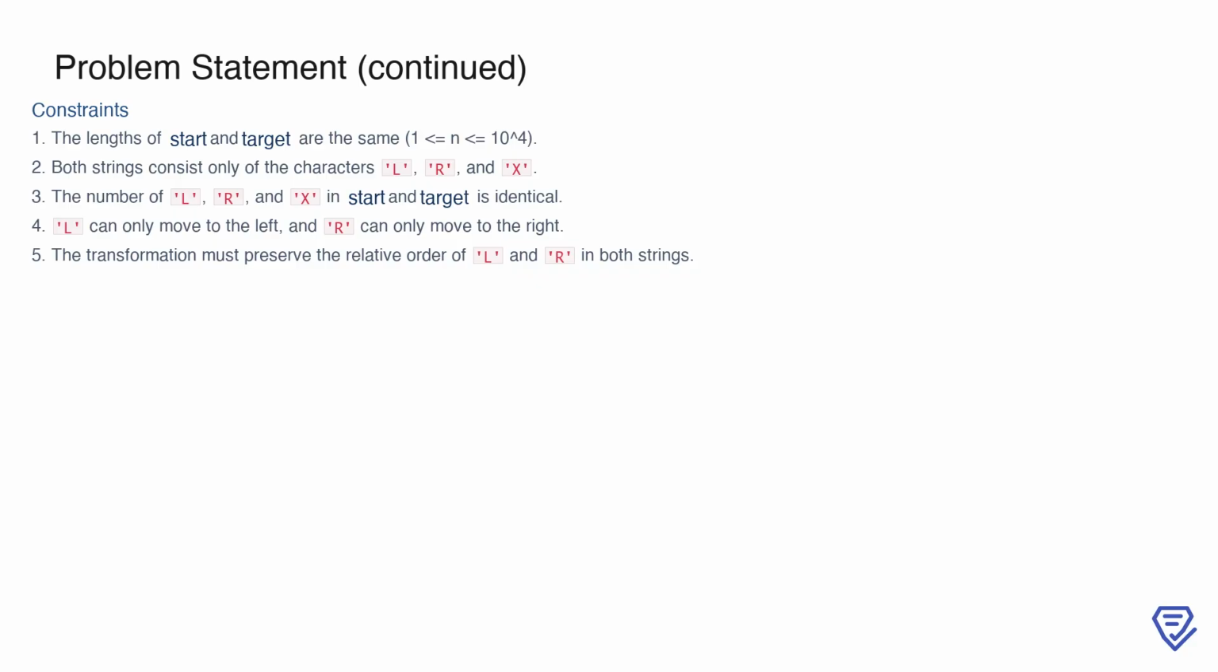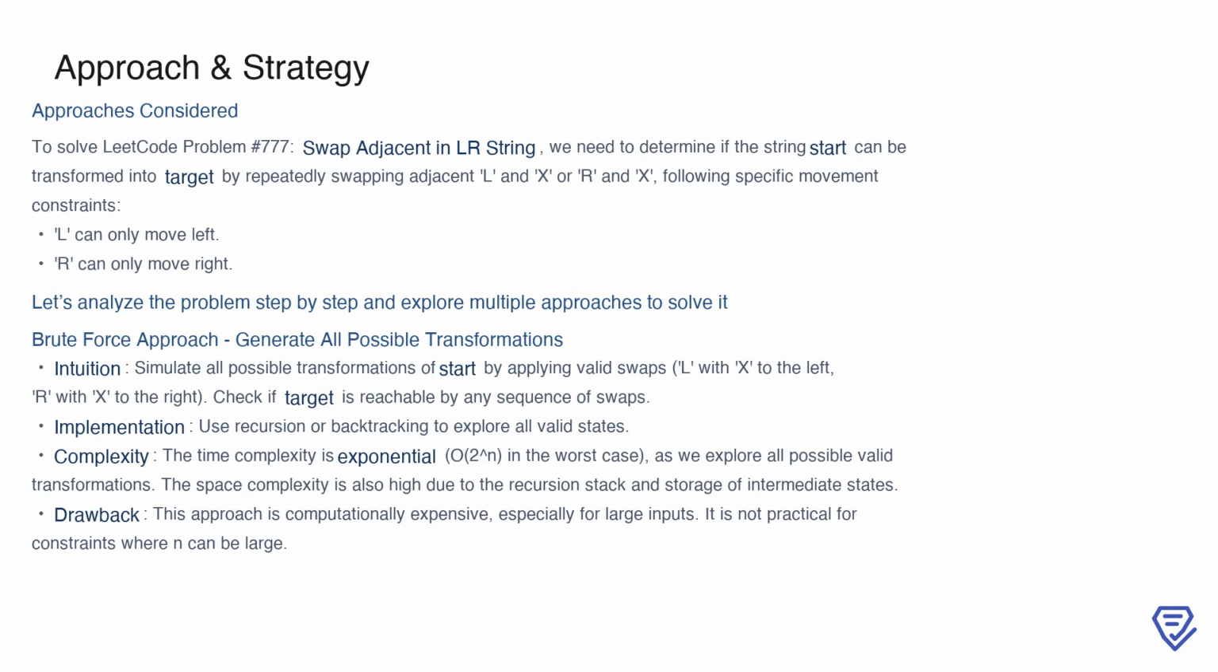L can only move to the left, and R can only move to the right, using X as a placeholder. Furthermore, the transformation must preserve the relative order of L and R in both strings. These constraints ensure that the problem is well defined and solvable within the given rules. To solve problem number 777, the goal is to determine if we can transform the string start into target by repeatedly swapping adjacent L and X or R and X, while following specific movement constraints. Here's what those constraints mean: L can only move to the left, and R can only move to the right.